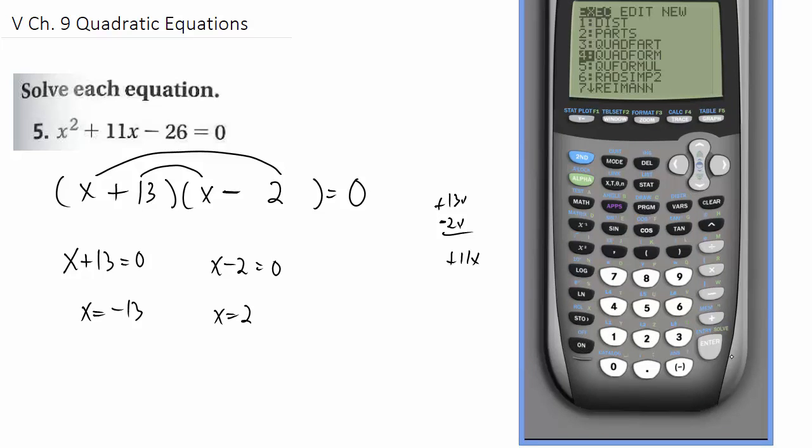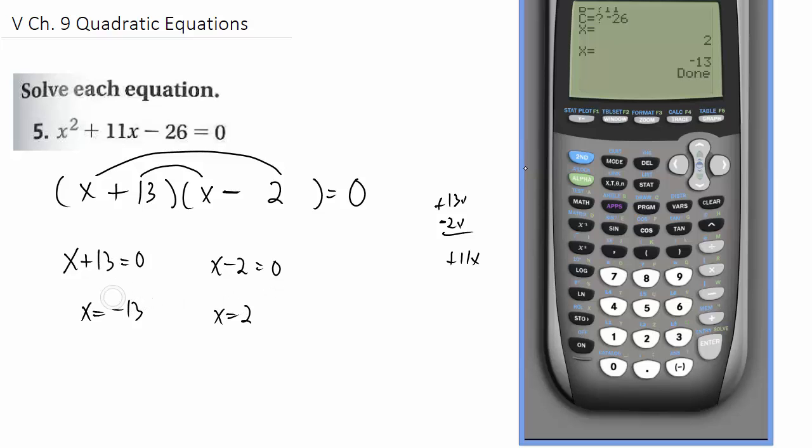So quadratic formula, and then you just enter the coefficients. The a is the thing in front of x squared. The b is the thing in front of x. The c is the thing that doesn't have an x term. So negative, you have to use the negative key, 26. You don't use a subtraction key, otherwise you'll get an error. And look, you get those same solutions.